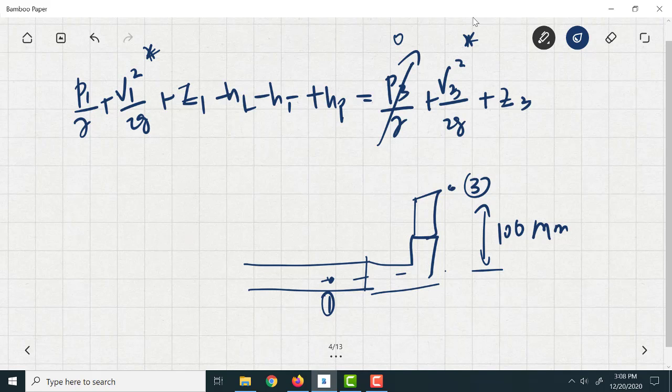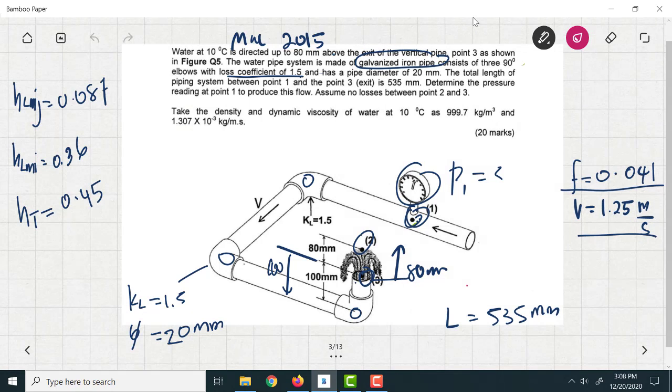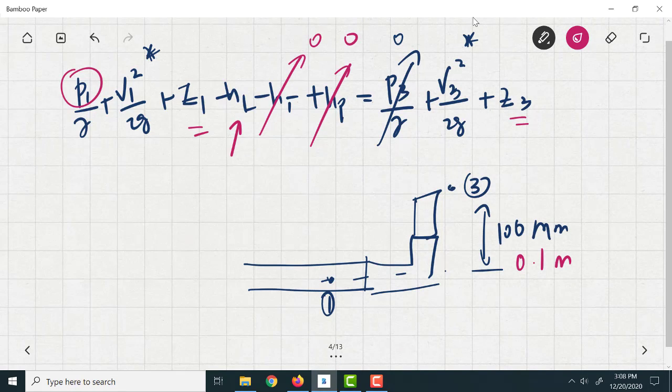So we want to find the P1 here. We know that elevation Z3 minus Z1 kita akan dapat 100 mm, which is 0.1 meter. So in this question also, we don't have HT and HP, so we can just cancel out HP and HT. Also here, we already found the H total lah. Kita dah cari sebelum ni dalam tutorial yang sebelum ni, 0.85. So nilai HL kita dah ada 0.45.